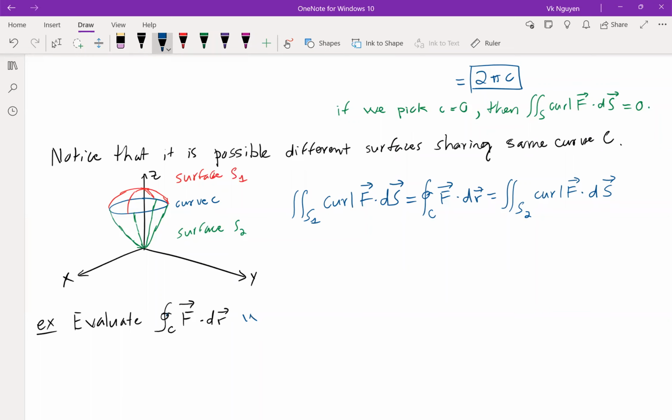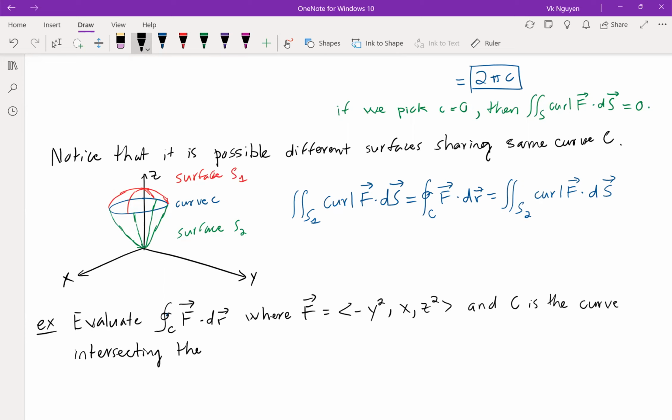where F is this vector field, negative y squared, x, z squared, and C is the curve intersecting the plane y plus z equals 2 and the cylinder x squared plus y squared equals 1.